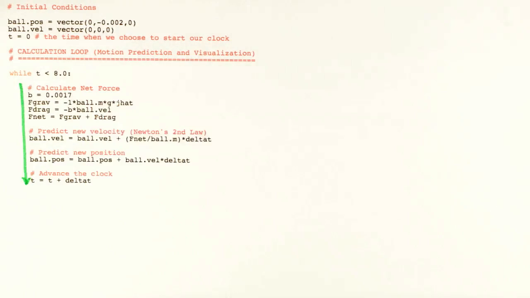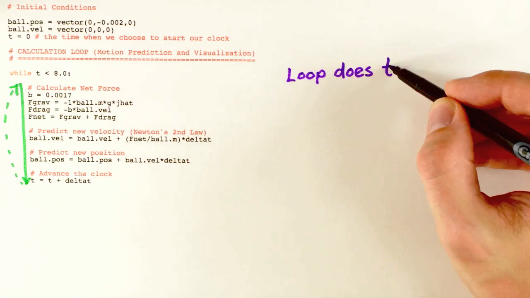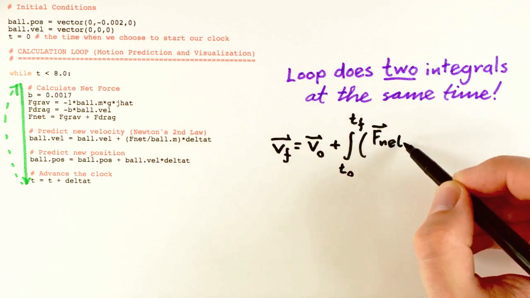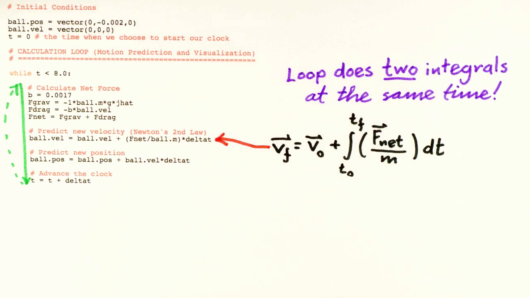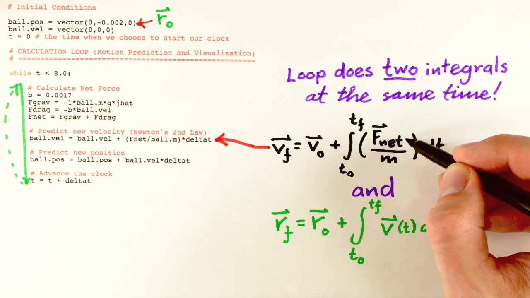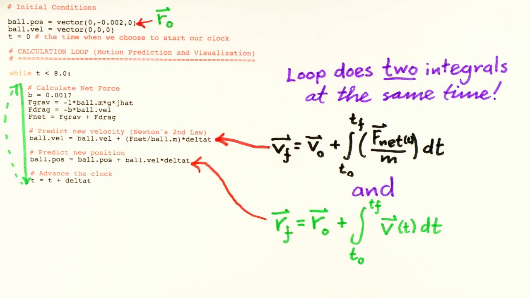In fact, when we cycle through our while loop, we are doing not just one, but two integrals, where the second integral is connected with our prediction of the object's position. In other words, we can show using the same thinking we just applied to predicting the velocity that when we predict the object's final position, we do this by adding to the initial position before the loop the definite integral of the velocity times dt integrated from the initial time to the final time.